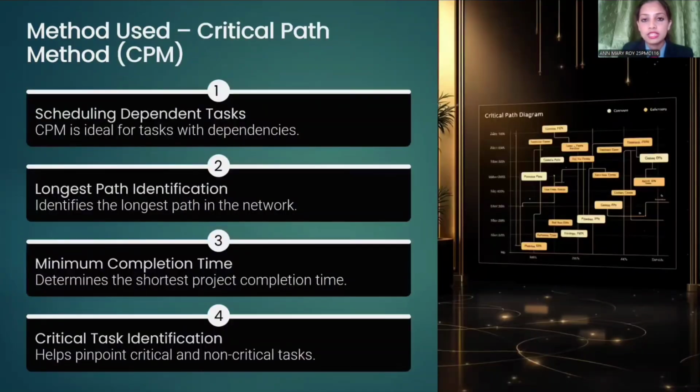Now, coming to the CPM or the critical path method, to solve this problem, we use the critical path method, or CPM. The CPM identifies the longest path in the task precedence graph. The longest path determines the minimum time required to complete all the tasks.